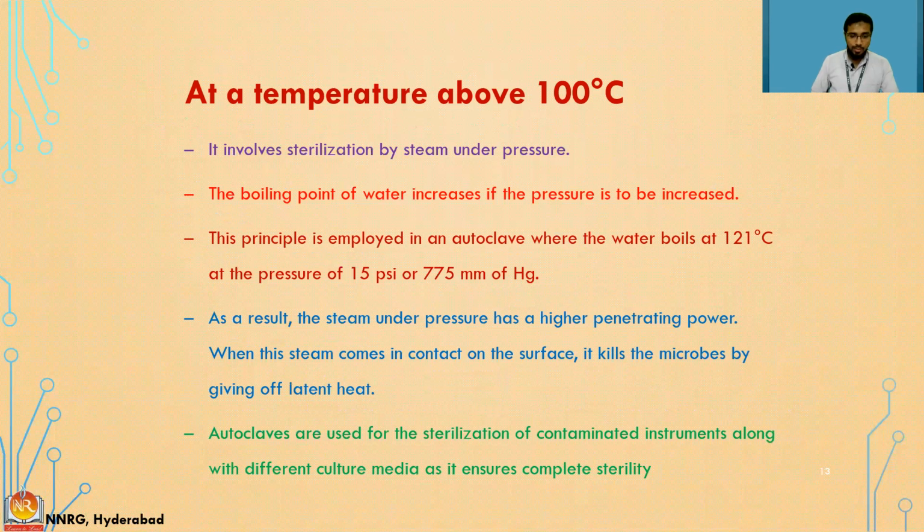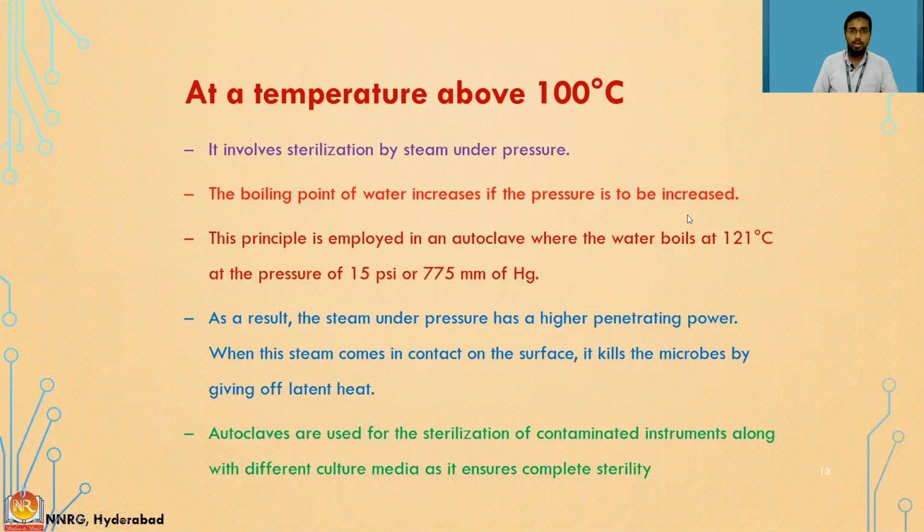Moving on with temperature above 100 degrees centigrade, it involves sterilization by steam under pressure. Water boils at 100 degrees centigrade, and above 100 degrees centigrade the liquid is in the steam form. The hot moisture present in the air will be called steam. The best example is an autoclave or pressure cooker. The boiling point of water increases if the pressure is increased.